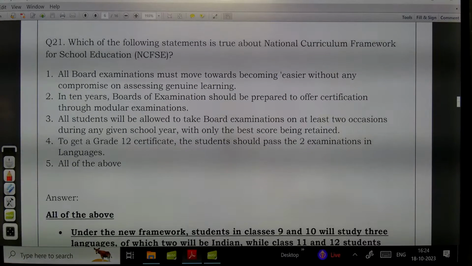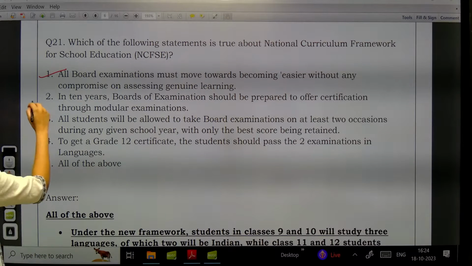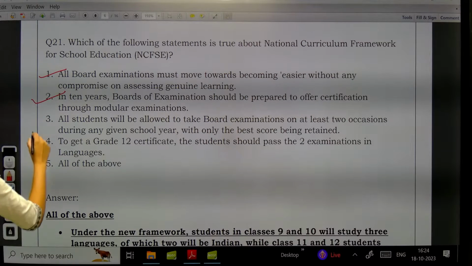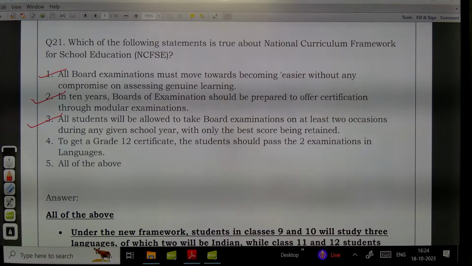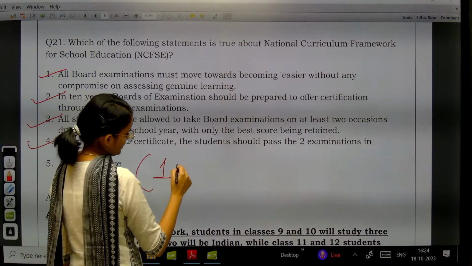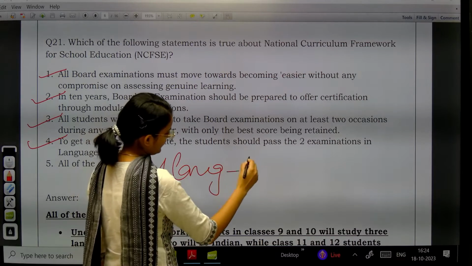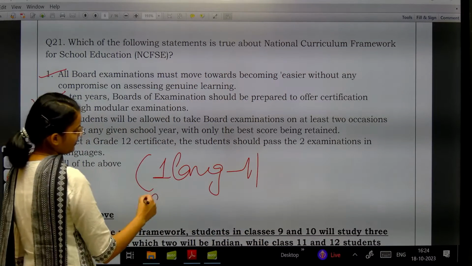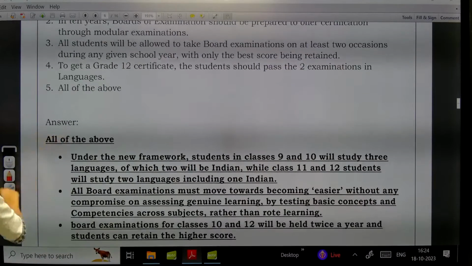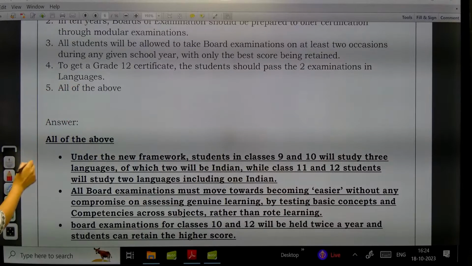All board examinations must move towards becoming easier without any compromise. True. In 10 years, boards of examination should prepare to offer certification through modular examination. Yes. All students will be allowed to take board examination twice and the best of two will be taken as the good score. And to get a grade 12 certificate, the student should pass 2 examinations. Earlier, there was only 1 language exam for 11th class. Okay, and 2 languages test for 8 or 9. So this 5th option is correct.